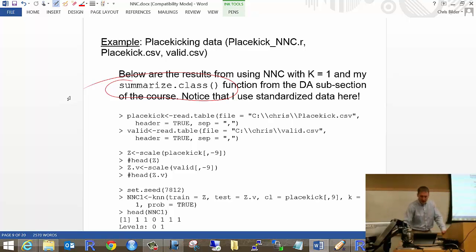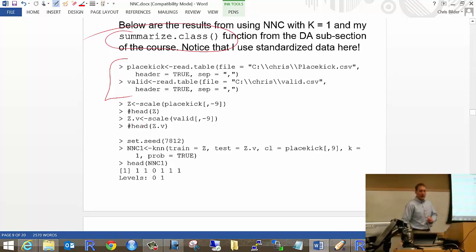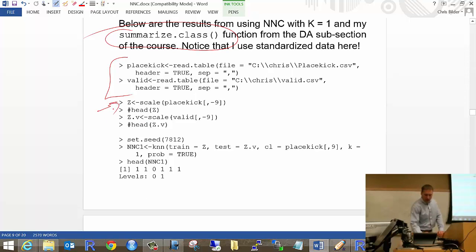So with my data, I'm going to read in my place-kick data set and my validation data set. I also standardize my data, both data sets, place-kick and validation. Notice when I standardize it, I remove column 9 because that tells me whether the place-kick was a success or a failure. This is my population number column. That's why I removed it.